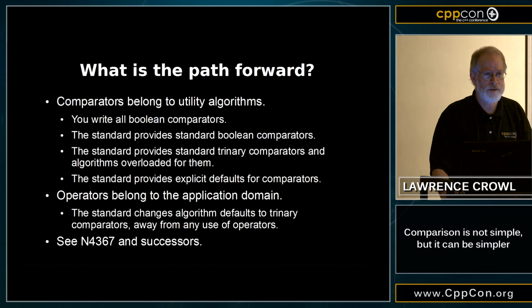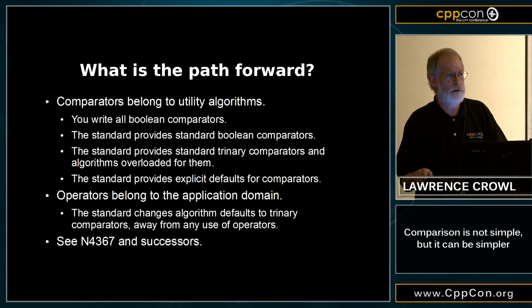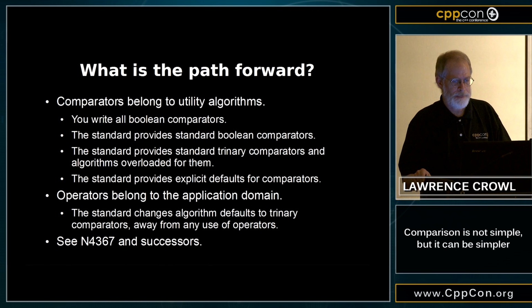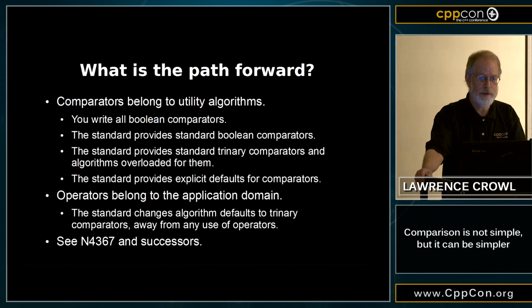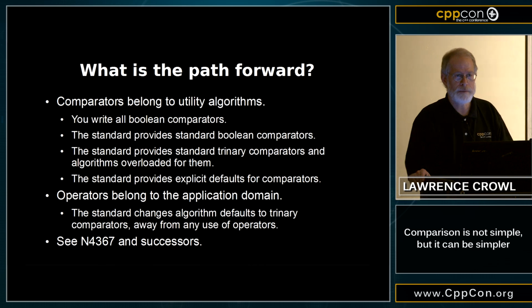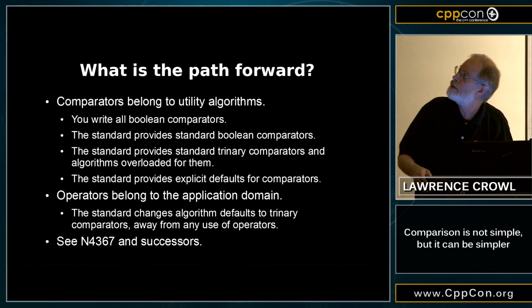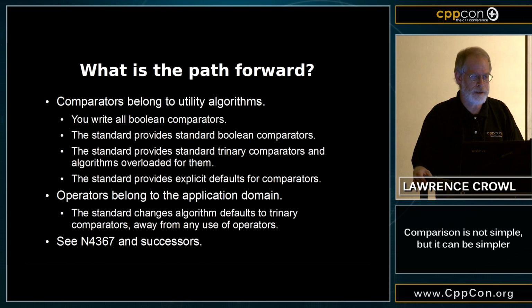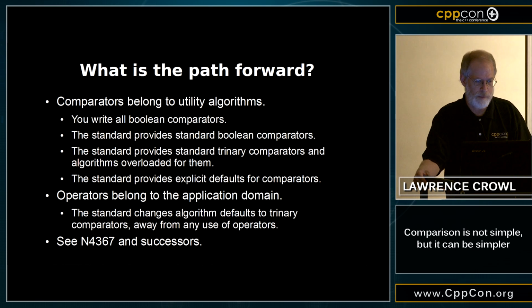Given all that, what is the path forward for all of us to make things happen? Our first task is to separate responsibilities. You can solve the correctness problem yourself, but your life would be much easier with standard help. So let's start off at the first sub-bullet. This is where you do all your Boolean comparators, so you can start solving the problem.